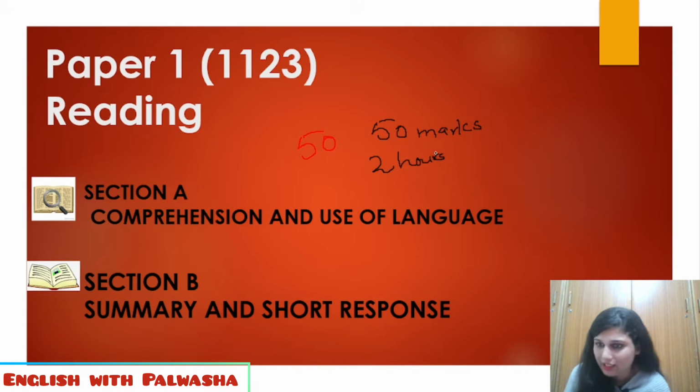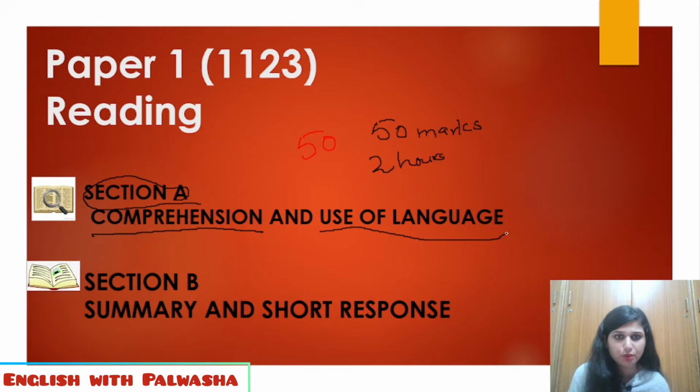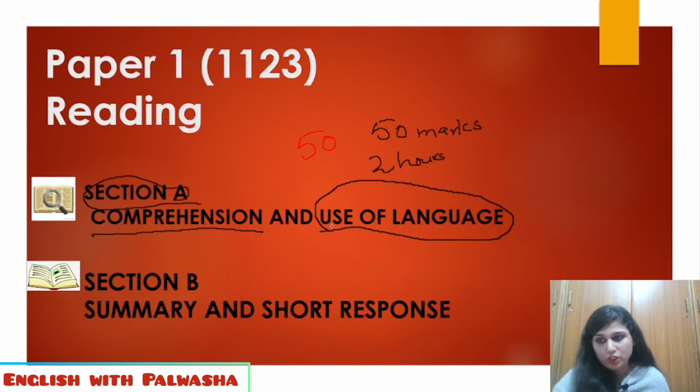So section A is comprehension. This section A is basically comprehension and use of language. So there are 2 aspects to it: comprehension and use of language.